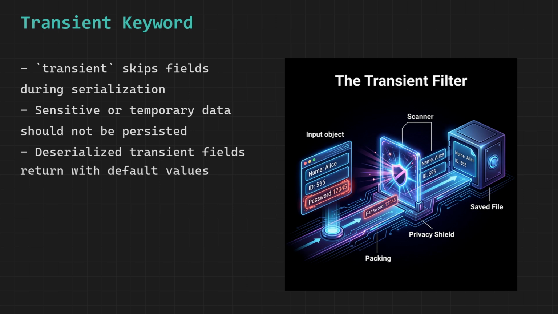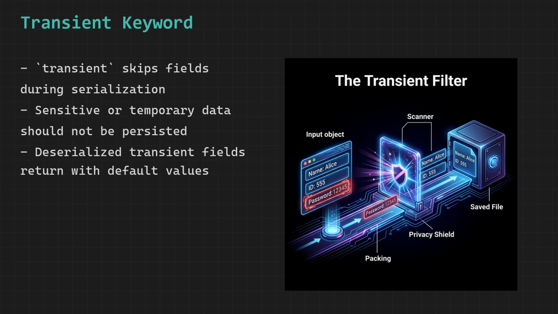Sometimes an object has information that is too sensitive or too temporary to save to a file. For example, you might have a user object that contains a name and a password. You want to save the name so it can be restored later, but for security reasons you should never write a password into a file where it could potentially be read by anyone who gains access to that file. You need a way to tell Java which fields to include in serialization and which fields to skip entirely.